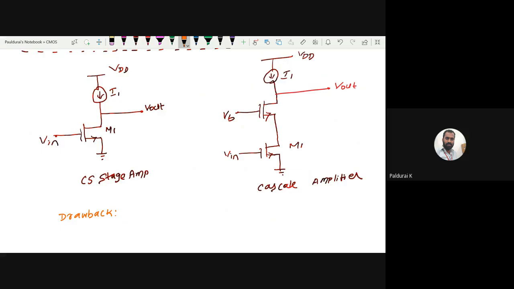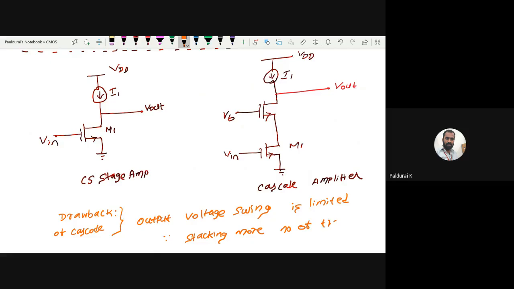So the drawback of the cascode amplifier, right? The output voltage swing is limited, since we are stacking more number of transistors over the input transistor.